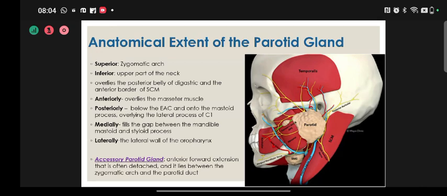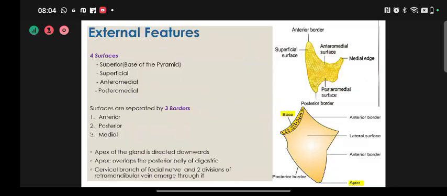Another interesting thing to note is the accessory parotid gland. It is nothing but an anterior forward extension of the gland. It is often detached from the main gland and lies between the zygomatic arch and the parotid duct. Now, coming to the external features of the gland, it can be described in four surfaces which are separated.